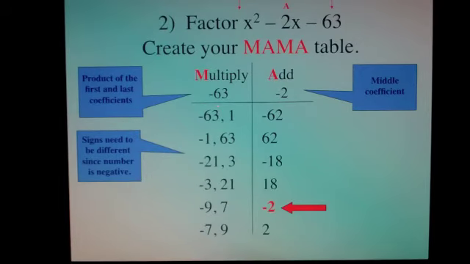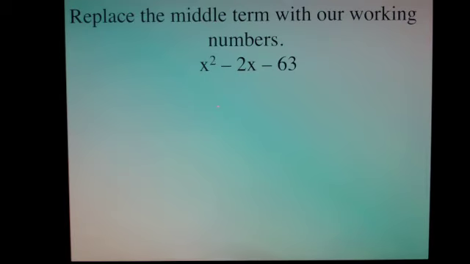And we're going to add them together and find out which one equals our middle coefficient of negative 2. And we see there negative 9 and 7. When they're added together, they yield negative 2. Replace the middle term with our working numbers, negative 9x and 7x.